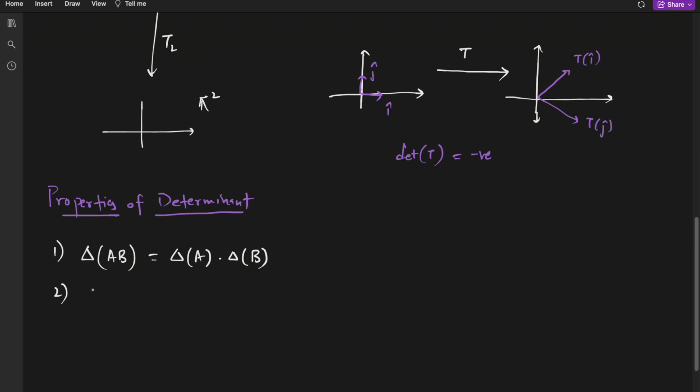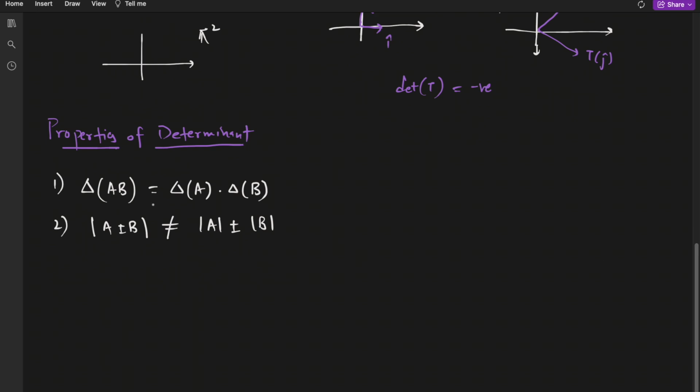Second property: determinant is also represented by the modulus sign. So determinant of A plus minus B, either A plus B or A minus B, is not equal to determinant of A plus minus determinant of B. So this property holds for multiplication. The determinant of AB is the same as the determinant of A into determinant of B, but it doesn't hold for plus and minus. Okay.